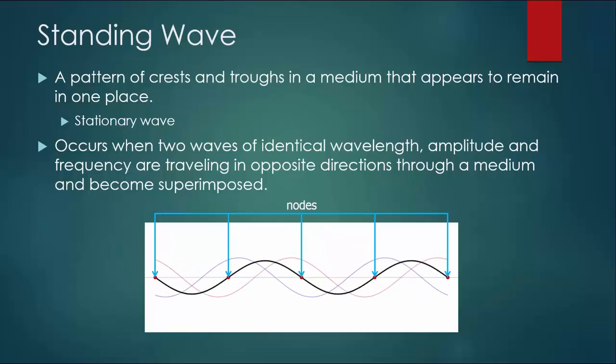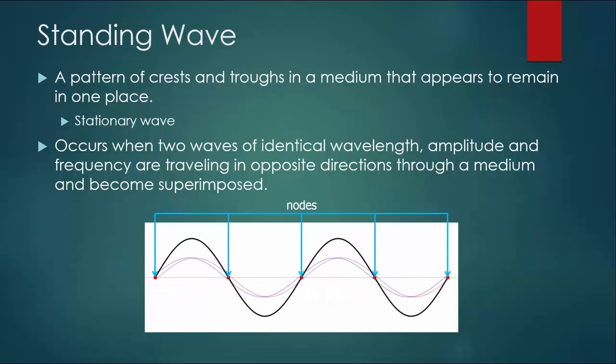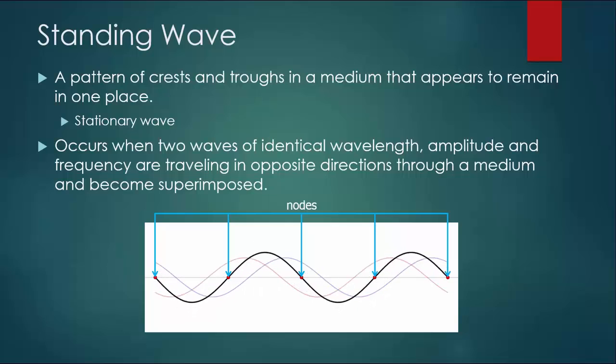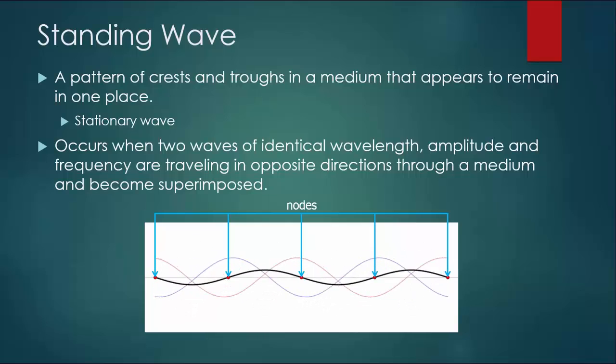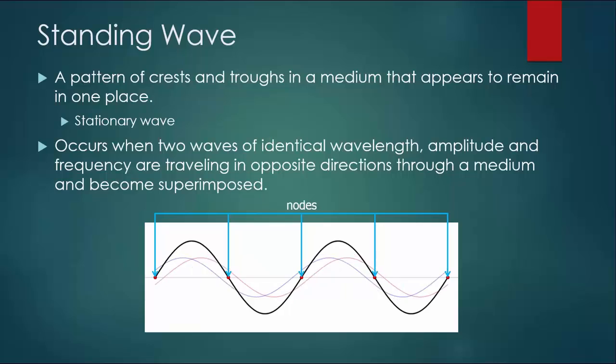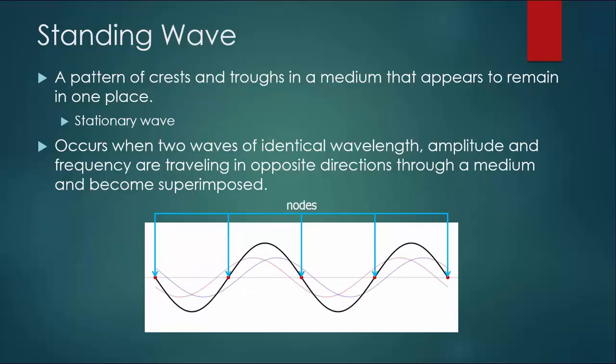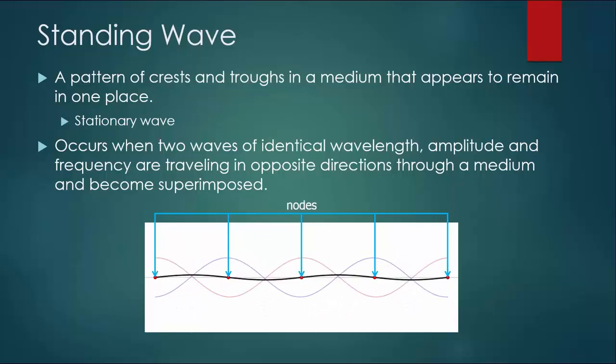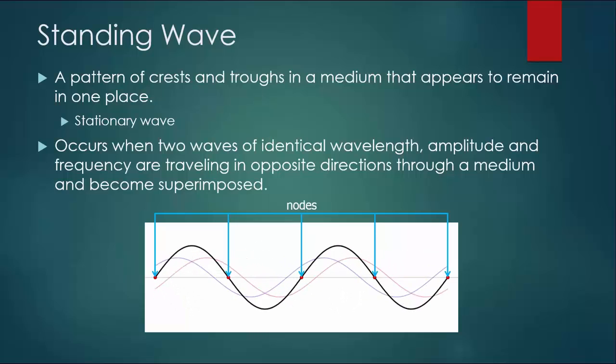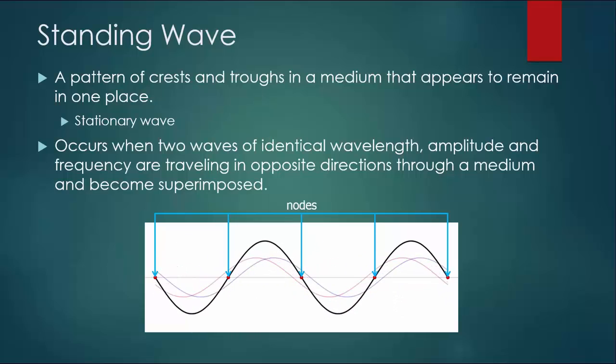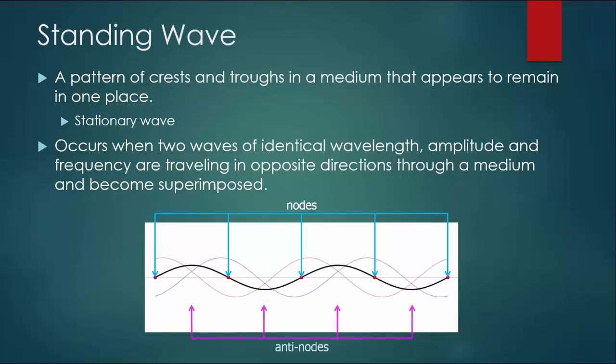In between the nodes, the waves are experiencing varying degrees of constructive interference. Unlike the nodes, which are always maximum destructive interference, you can see that the red and blue wave fluctuate from maximum positive constructive interference to maximum negative constructive interference. This is what causes the pattern of crests and troughs. So when the red and blue wave are crests, you get a crest. When they're troughs, you get a trough. These areas in between the nodes are called antinodes.